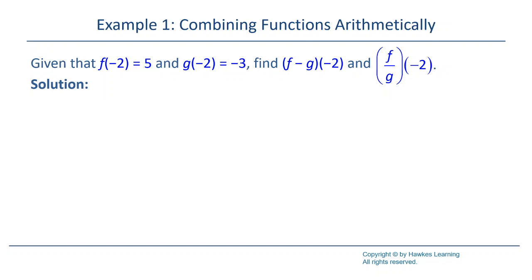So given that f of negative 2 is 5 and g of negative 2 is 3, what's f minus g of negative 2 and f over g of negative 2? So this is kind of starting with a little bit more of an abstraction part. You don't know the function, you only know the values. So let's start out with that.